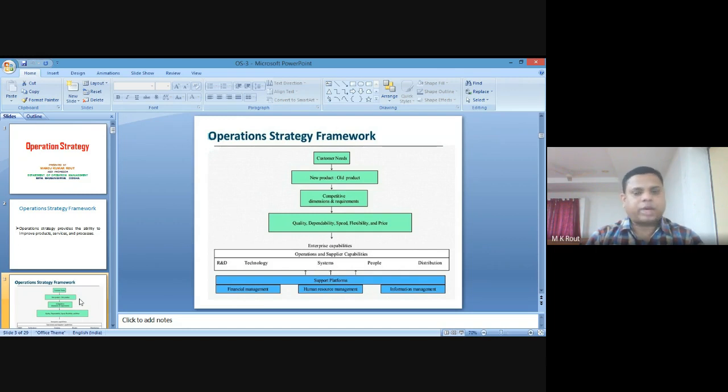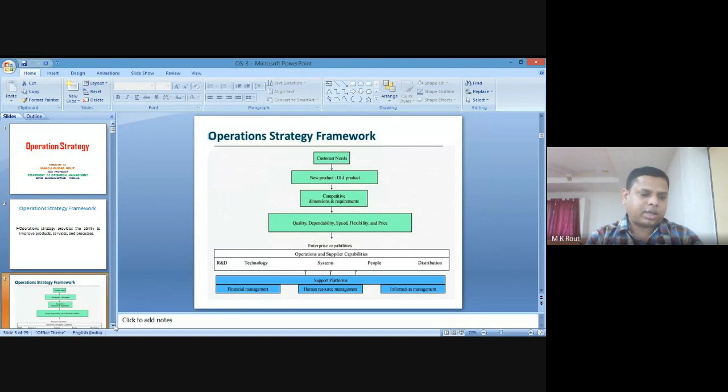Starting from research and development, then technology, then system, then people and distribution, you need different kinds of support platforms. For example, financial management supports research and development, technology, system, people wages, and distribution. In case of logistics, you need financial management. Similarly, resource management directly includes people, but information management goes directly to system as well as technology. So these are the basic supporting systems whenever you go for the operation strategy framework.